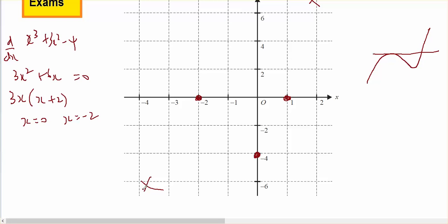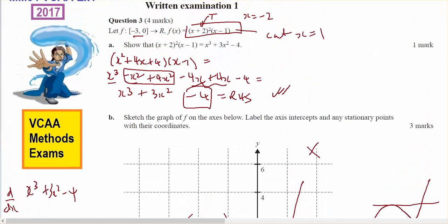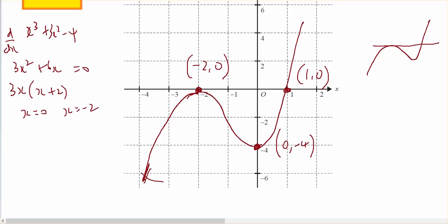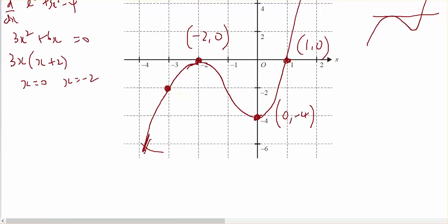So we're going to come along, we're going to touch at negative 2. We're going to have our turning point at 0, then we're going to go through 1. So it's going to be 0 and negative 4. It's going to be 1 and 0, and that's going to be negative 2 and 0, but I only wish to draw it from negative 3 to 0. So I need to work out what that is, and I've got negative 3 square bracket to 0.